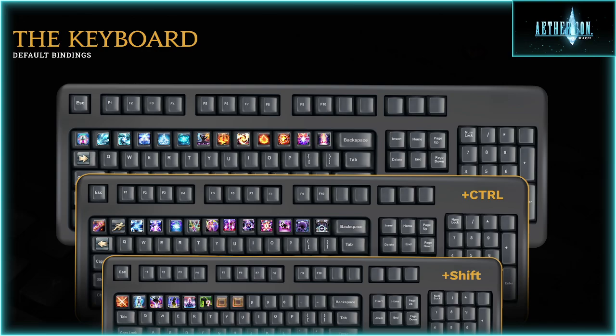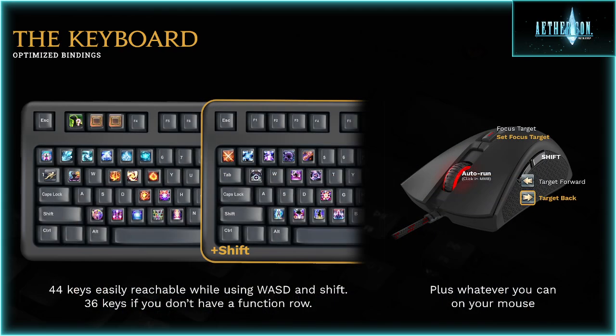And so what we're going to do is utilize the space around your WSD more efficiently and put the abilities something like this. You have 44 keys that are easily reachable, and 36 if you don't have a function row. And if we take advantage of our mouse, then we can put the shift modifier on the mouse. A lot of people think that this is probably the most comfortable.